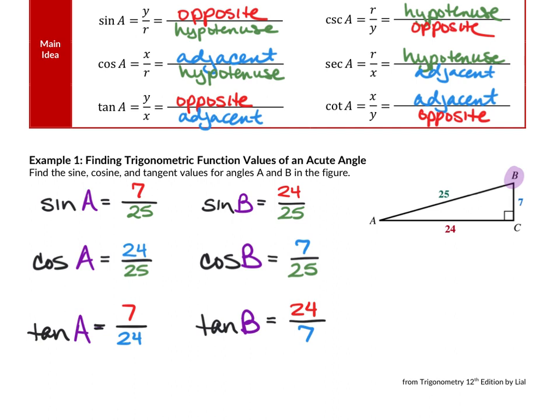Now what I want you to notice before we leave this page is that some of the answers we got on this page are the same. For example, sine of A is 7 over 25. Cosine of B is also 7 over 25. Interesting. Cosine of A is 24 over 25, and sine of B is 24 over 25. Interesting. In fact, there must be some relation between sine of A and cosine of B, and cosine of A and sine of B.